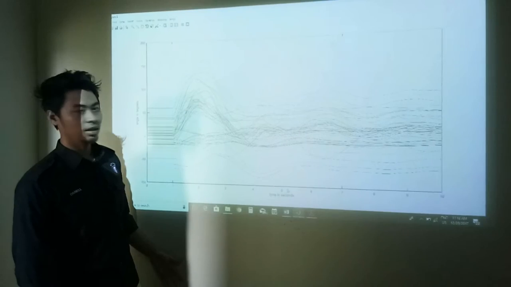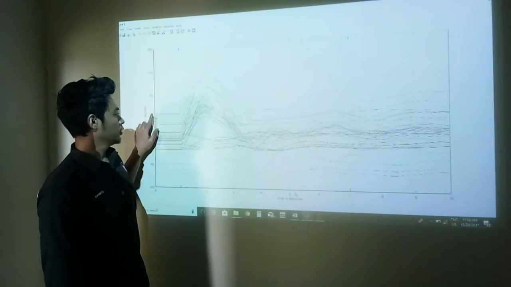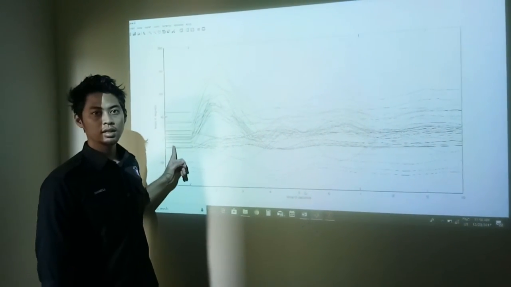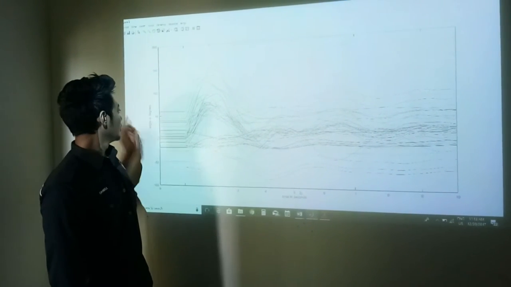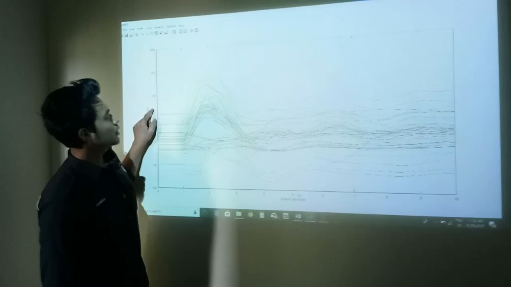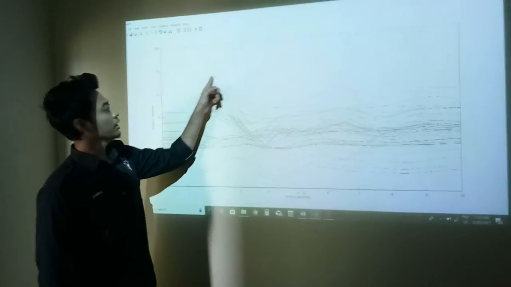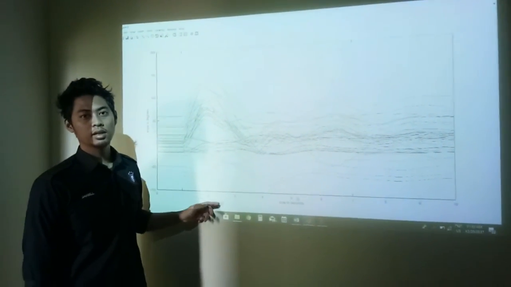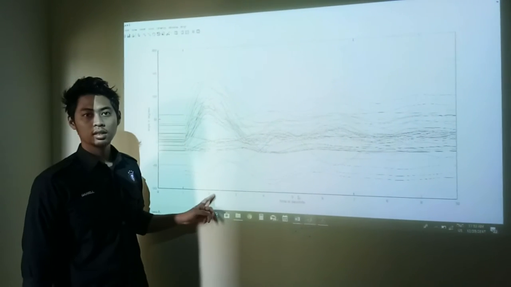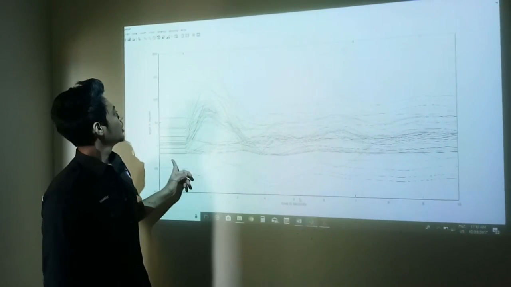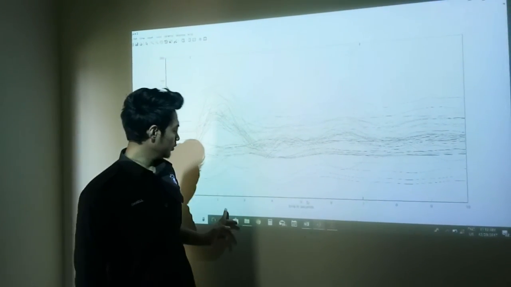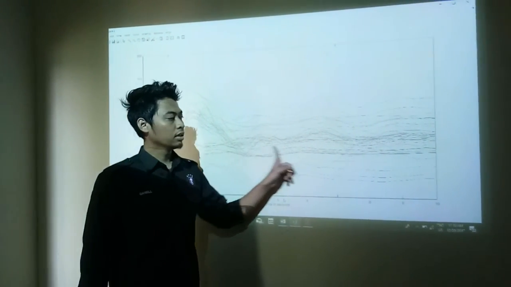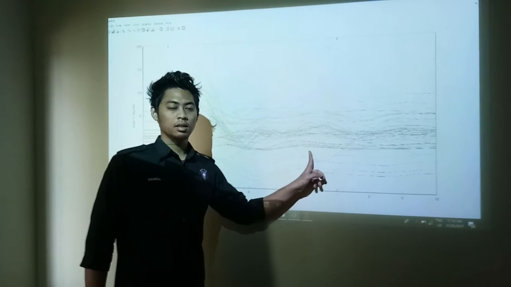the rotor angle for each generator. Each line represents every generator that we run in the system network. As we can see from the result, the highest peak for the angle is 160 degrees, and after two to three seconds the graph goes to a stable condition.